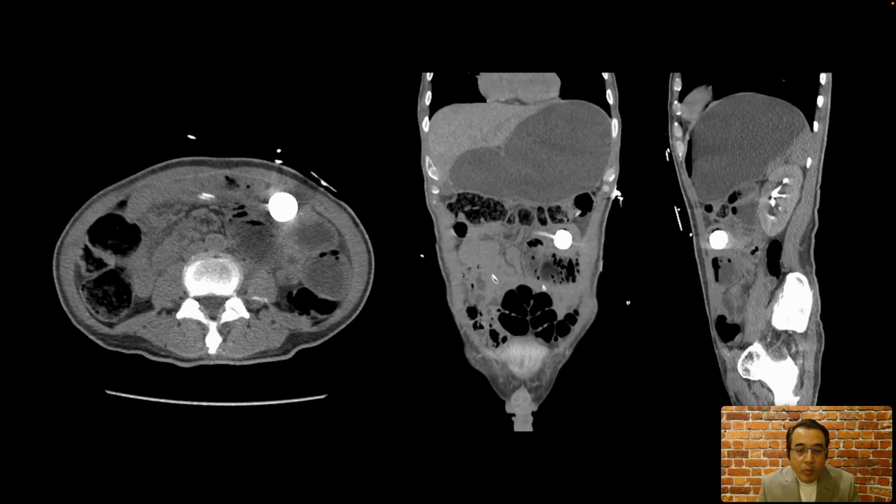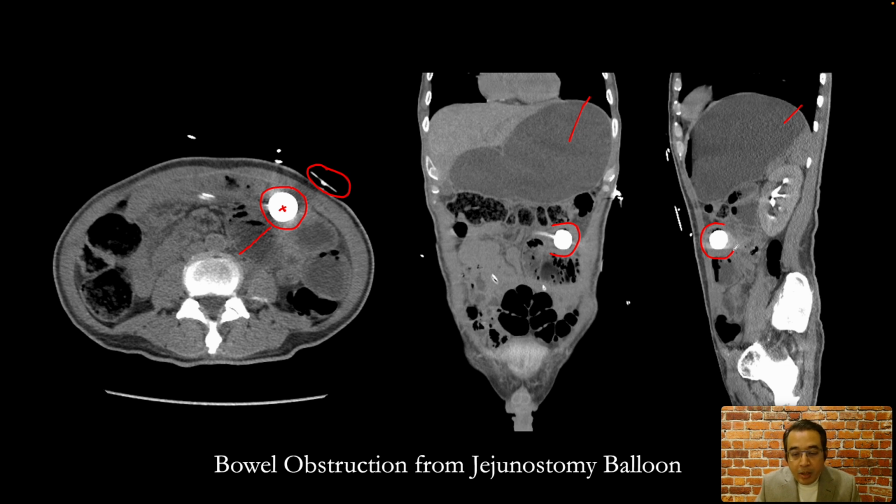This next patient presented with signs and symptoms of bowel obstruction. They have a percutaneous jejunostomy. We see the part outside the patient. We see the bulb inside the jejunal loop. We see that the stomach is markedly distended, and we see some proximal dilated small bowel loops. And so the balloon or the bulb of this percutaneous jejunostomy catheter was causing obstruction. We see here that the bowel loop is closely opposed to this balloon. And so the cause of small bowel obstruction in this patient was the jejunostomy balloon.